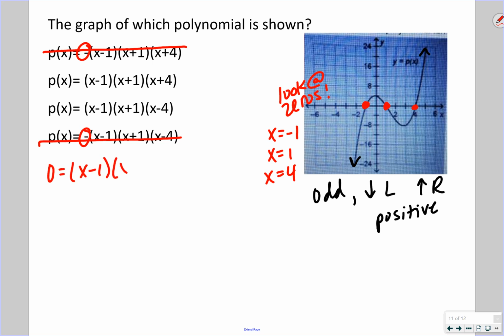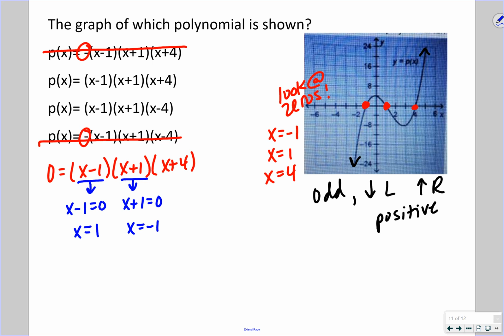If I set each one equal to 0, I can determine what those zeros are. When this factor is 0, x minus 1 equals 0, I have a 0 of 1. When x plus 1 is equal to 0, I get a 0 of -1. And when my last factor, x plus 4, is equal to 0, I get a 0 of -4. Well, I need a 0 of +4, so it can't be that one.